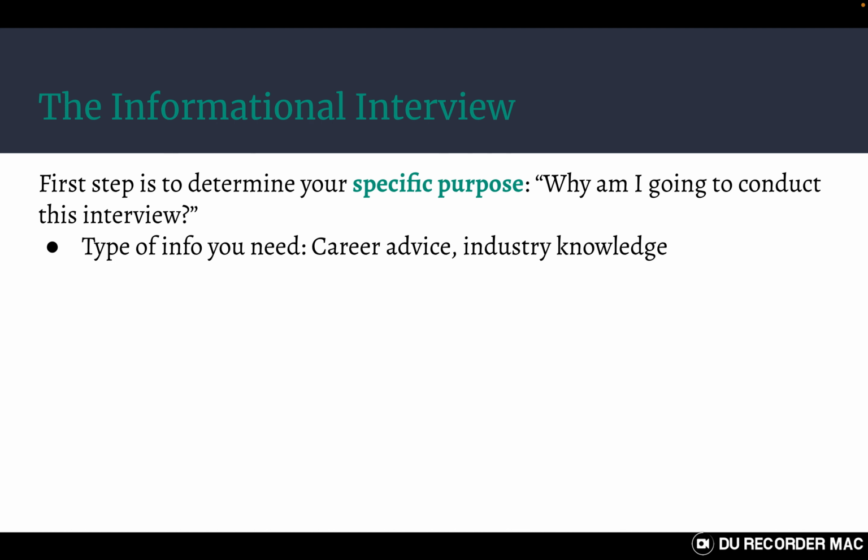The type of information that you're going to need is career advice, industry knowledge. Basically, you're just picking this person's brain to see, do I like this career path? How can I get there one day? How did they get there? What advice do they have for me to be successful as I am just entering this career field? Anything that you think would be helpful to you as you are just starting out, or you're going to be starting out in this career field, you're brand new.